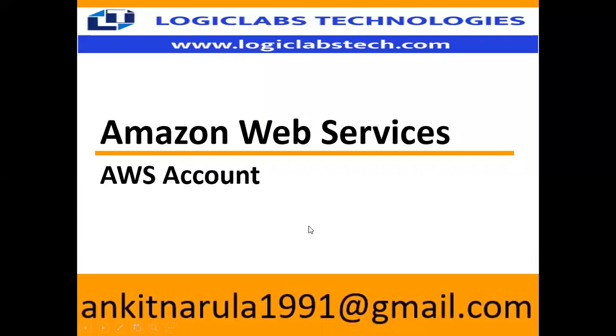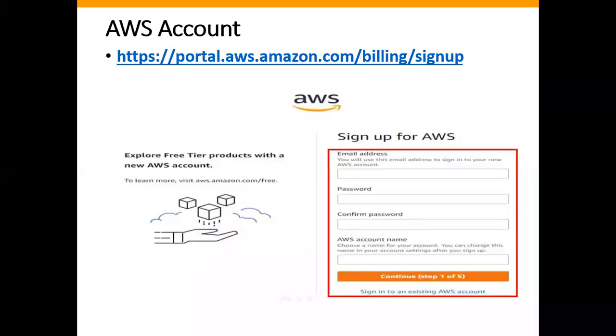Now we need to start with how we can create our AWS account. To create an AWS account, first of all, you need to go to this particular URL, the URL which we have given here. If you go to this URL, you need to enter your email ID. It can be any email ID. You can use Gmail, Hotmail, Yahoo, whatever. But yes, don't use your official email IDs.